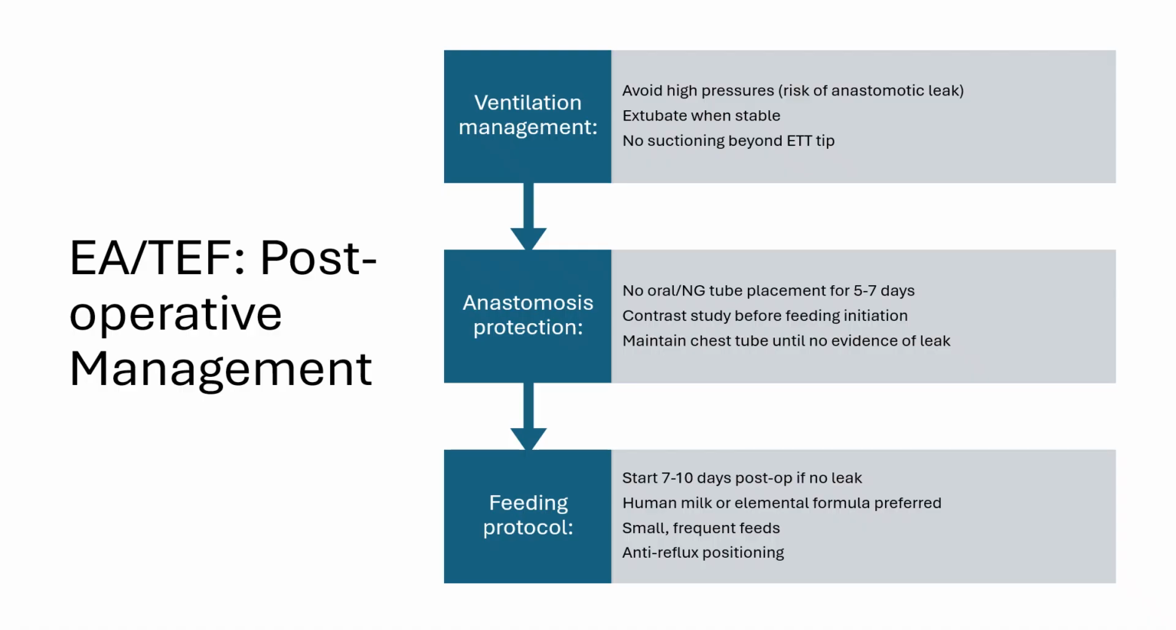Your feeding approach acknowledges the inherent problems these infants face. Start with human milk or elemental formula because the repaired esophagus has compromised motility. These babies have dysmotility and reflux as baseline conditions, not complications. Small, frequent feeds work better than large volumes that can overwhelm the damaged esophageal function.